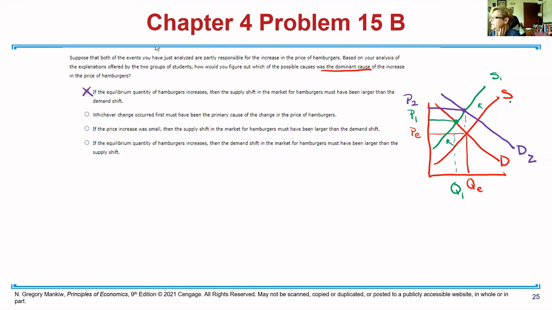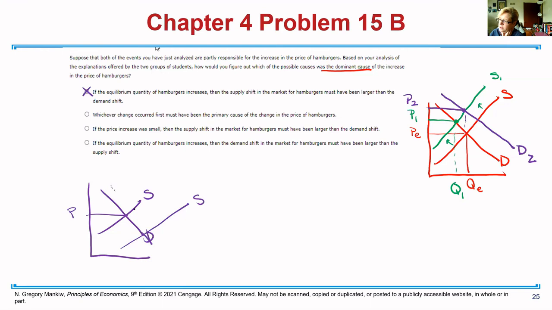Again, if I wanted to logic that out, I could have gone like this. Here's our demand, here's our supply, here's a price. If I shift supply way out here, and I shift demand out just a little bit, then we're still going to end up with a quantity increase, right? But we would have ended up with a quantity decrease in the opposite case.